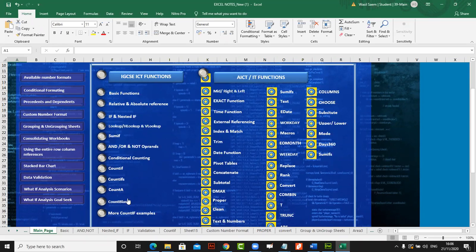Okay, from the very first column, this first column that we have, you just let me know which function you want me to revise, or you want me to start from scratch, whatever. Sir, multiple if. Multiple if, right.